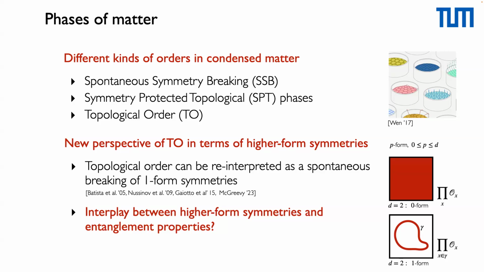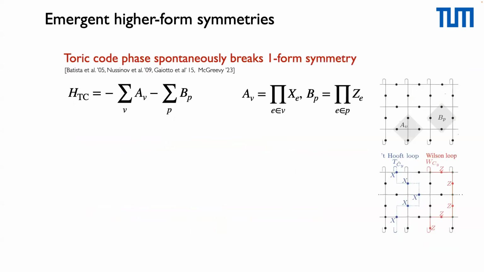And what basically in this ongoing work we discuss is a relation between the entanglement properties of a system and the higher form symmetries. Sorry, when you say specifically one-form symmetries, that's not just in 3D, but also two-form symmetries? You can, yeah, any p-form symmetry you can think of.